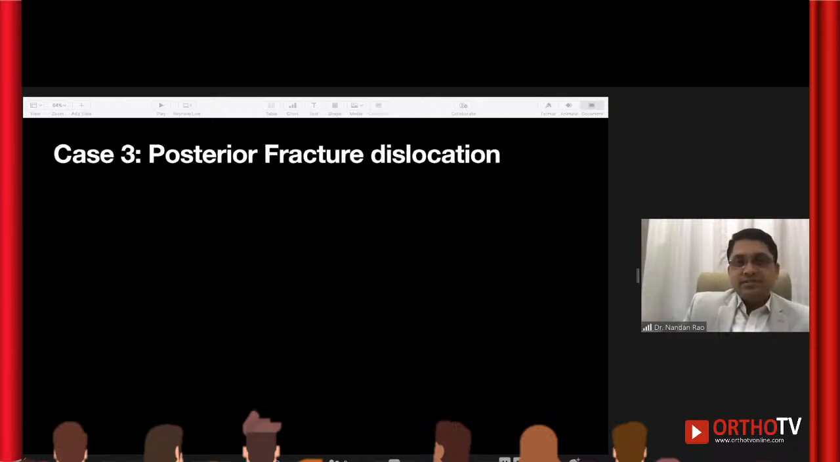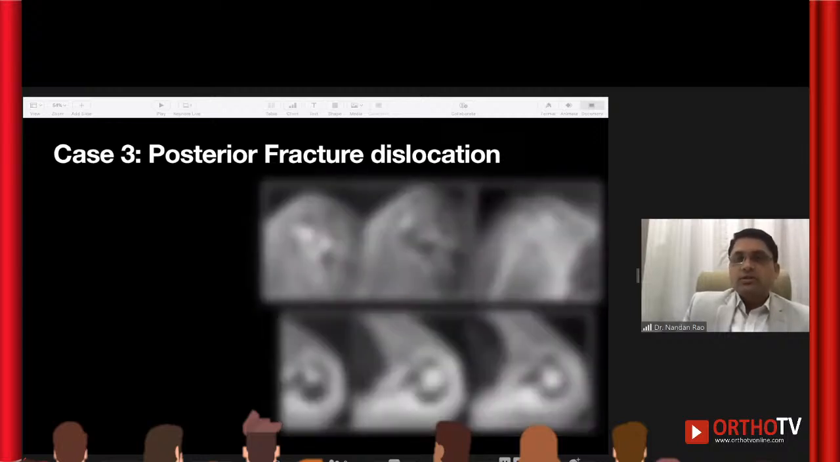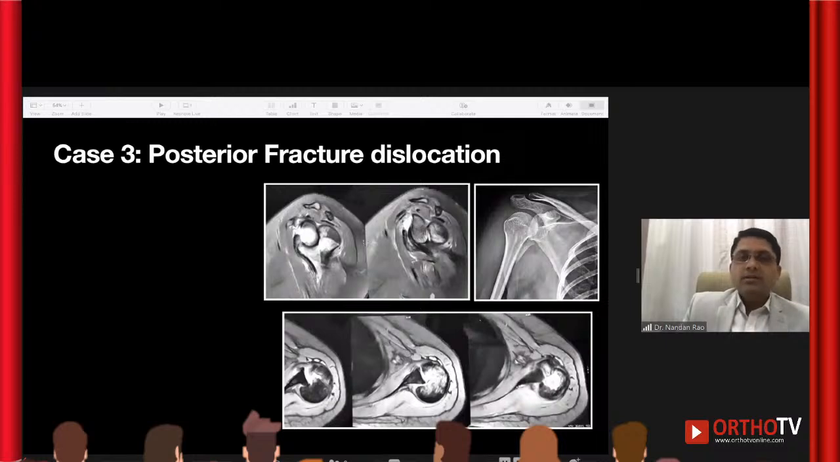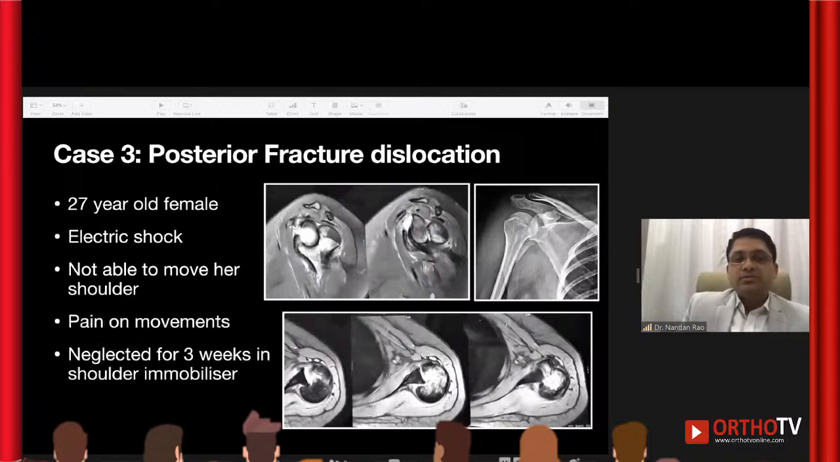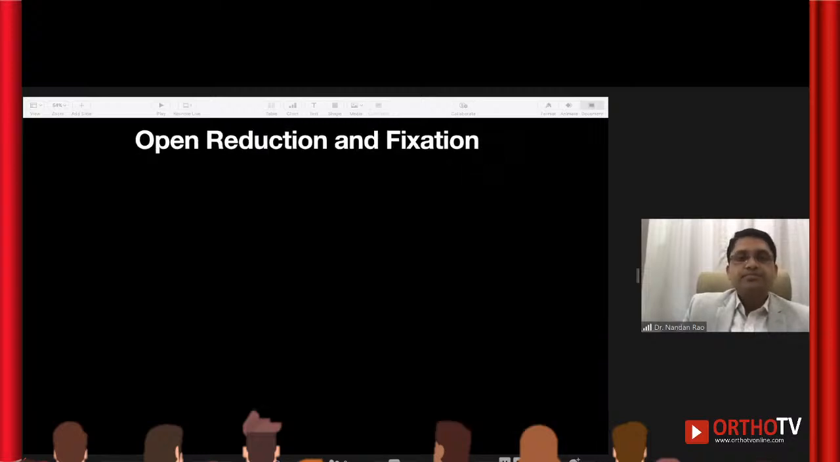The last case which I'm presenting is a posterior fracture dislocation. So this is the MRI and the X-ray. This was a 27-year-old female. She had an electric shock at home. She was later immobilized in a shoulder immobilizer for 3 weeks. The whole injury was neglected. When she came to me, she was not able to move her shoulder. The movements were all very painful, and this was neglected for 3 weeks.